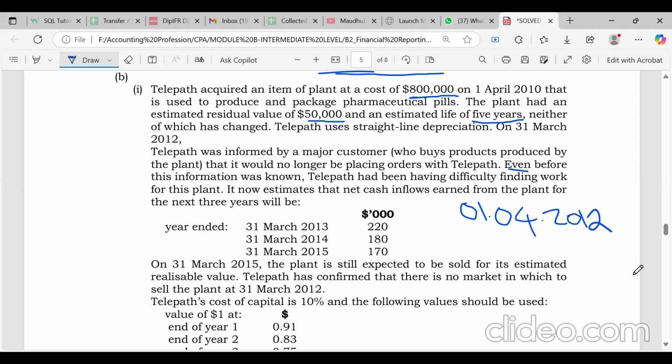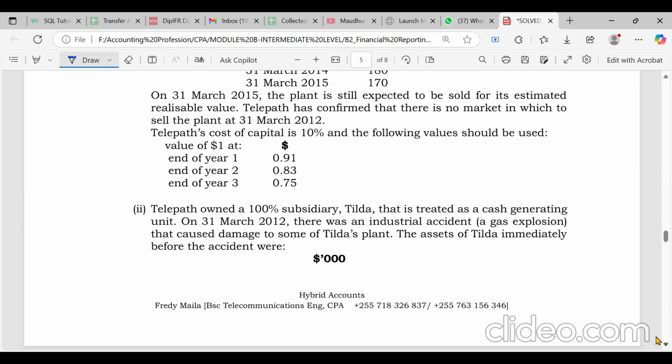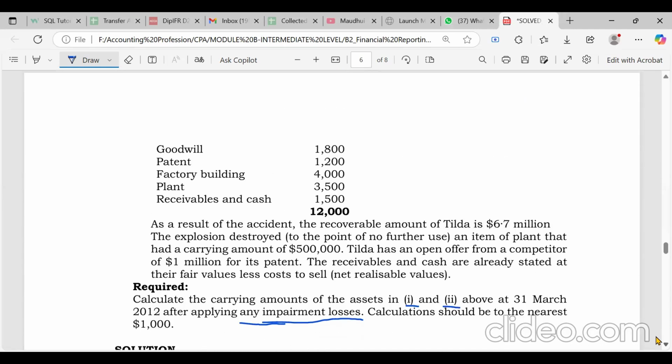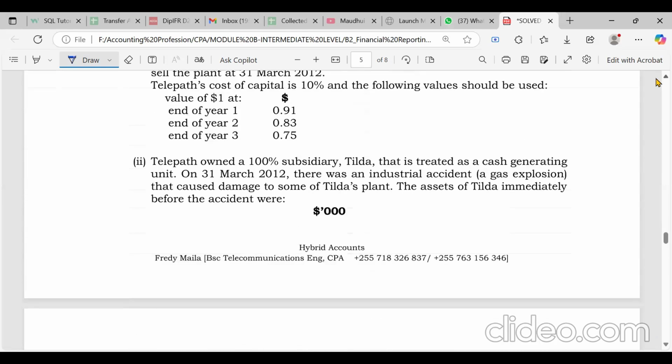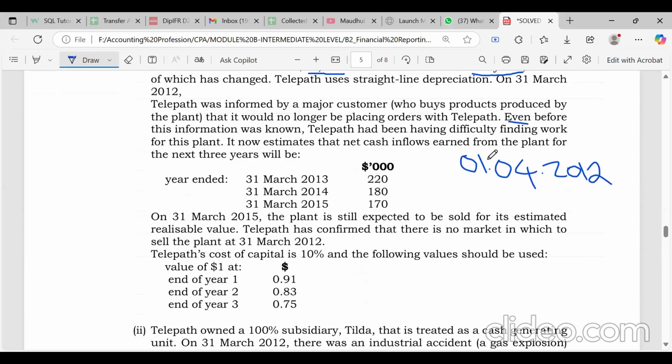You should also know what date the question needs you to deal with. If you come back to the requirement, it says calculate the carrying amount for 31st March 2012. That's what they want. So it's the same date as this one, at the end of March, the beginning of this one. So you know the point of reference.